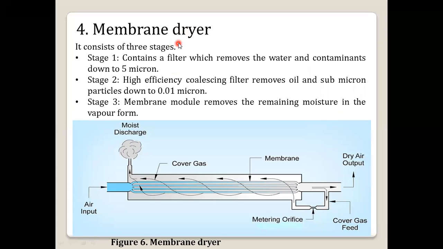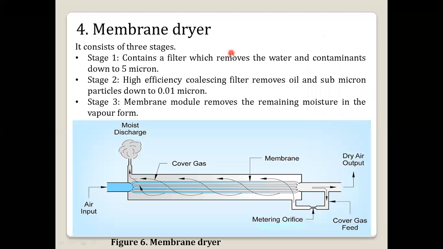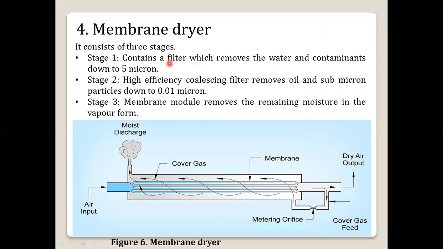Then the fourth type is the membrane type dryer. Here we have three stages. The first stage contains a filter. The air first has to go through the filter, which removes water and contaminants. Material up to the size of 5 micron will be trapped.